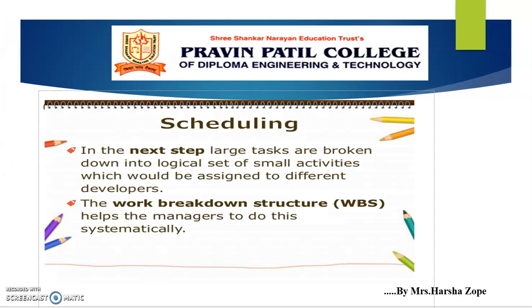Next, you can say the work breakdown structure. Okay, that is the next step. In this step, the large tasks are broken down into a logical set of small activities, which would be assigned to different developers. The work breakdown structure, also termed as WBS, helps the managers to do this systematically.